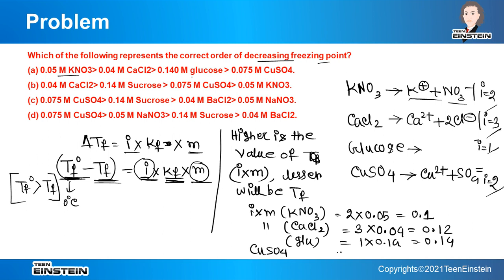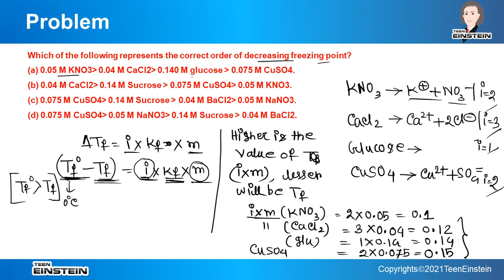The last one is copper sulfate. For copper sulfate, this will be 2 into 0.075. Again, I am saying that in place of molality we are putting molarity, but that is not a problem, because we want to see the relative order of the value of i into M for all these species. If we have molality, we will also get the same order for all these 4 values of i into M. So it doesn't matter whether it is molarity or molality here. So it will be 0.15.